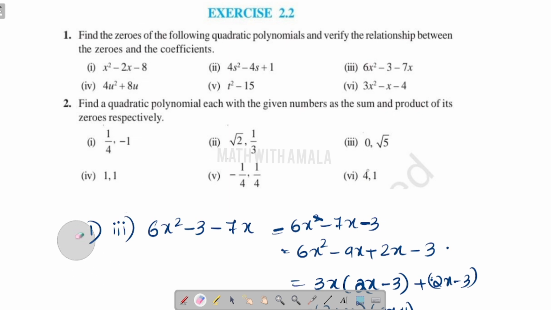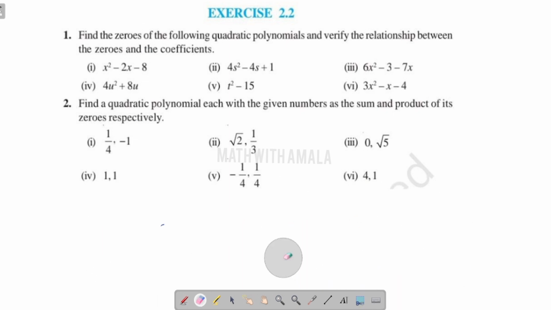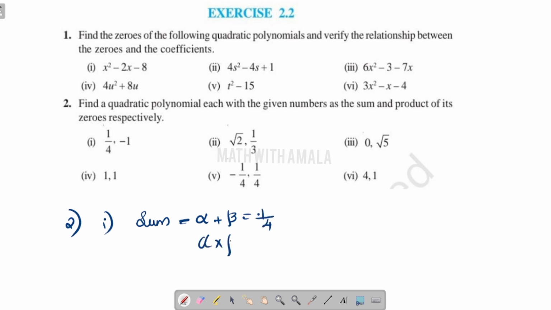Now let's move to the second question. Find a quadratic polynomial each with the given numbers as the sum and product of its zeros respectively. So the alpha plus beta is given as 1 by 4 for the first question, and alpha into beta is equal to minus 1. Alpha plus beta is equal to 1 by 4. Alpha into beta is equal to minus 1. That is the sum and product.